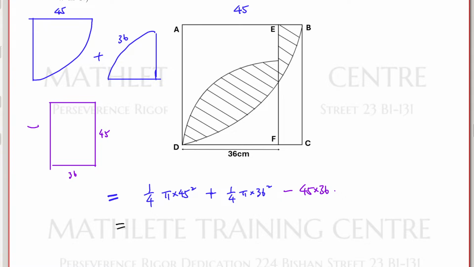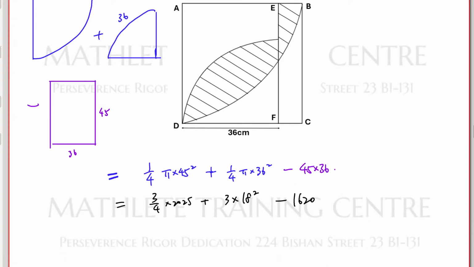For example, here what we have is 3 over 4 times 2025. This is pi times 18 squared. That's going to be 3 times 18 squared. Minus 45 times 36. So here this is 90 times 18. 90 times 18 is 1620. And at the end of this calculation, you will be able to get the answer of 870 and 3 over 4 as the answer.